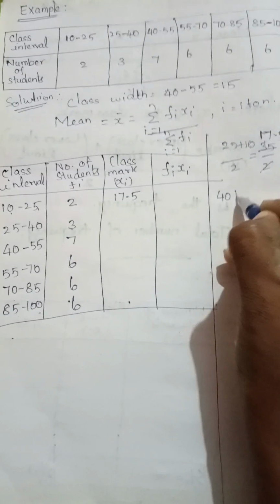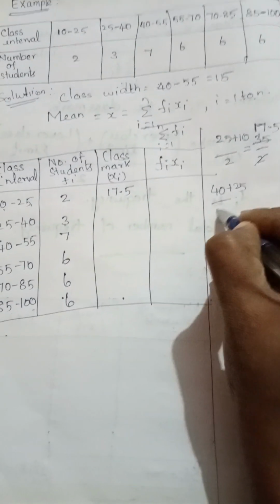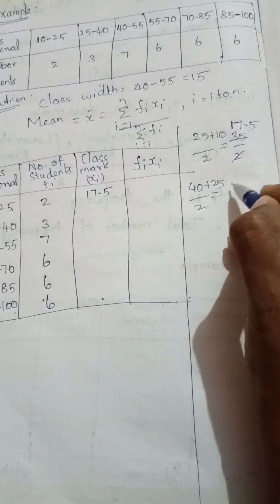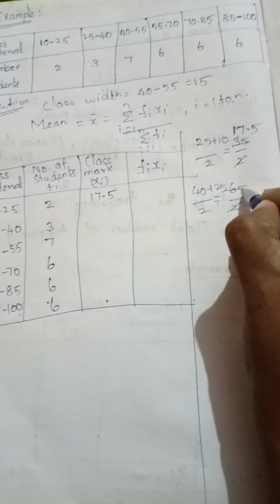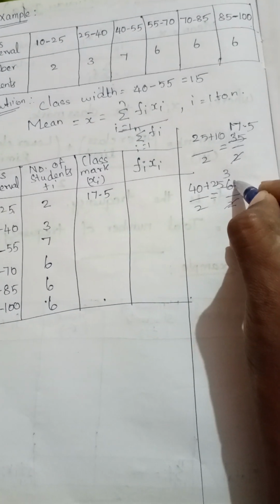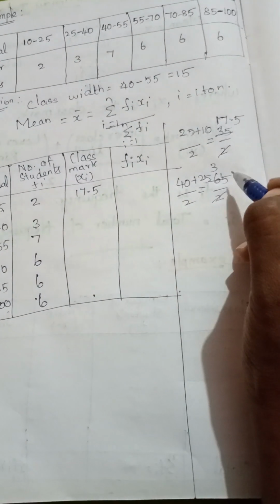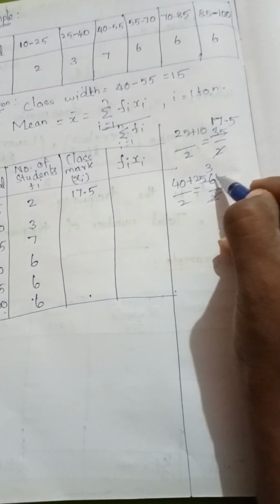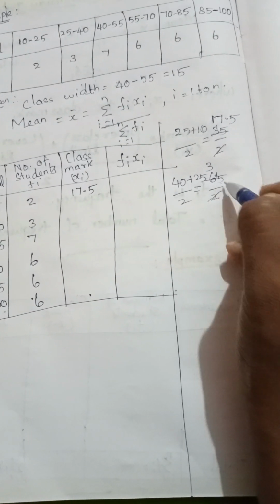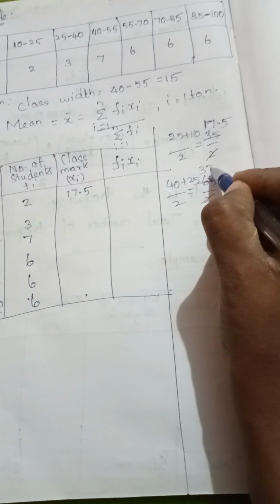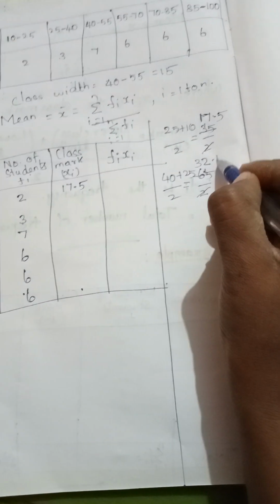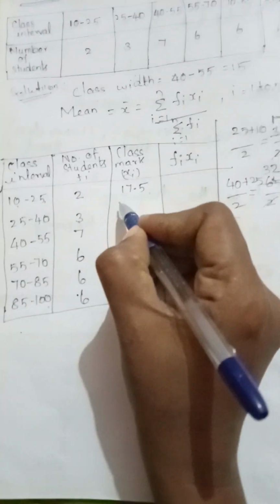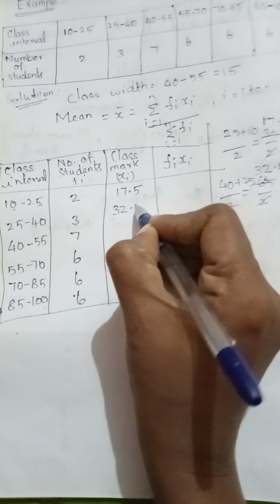Next, 40 plus 25 by 2. This is 65 by 2. 3 2s are 6, carry over 1; 3 2s are 6; 2 2s are 4; carry over 1, 5 2s are 10. So the next value is 32.5.